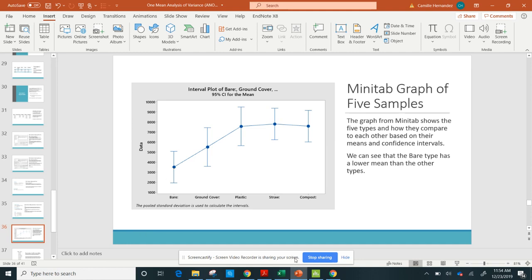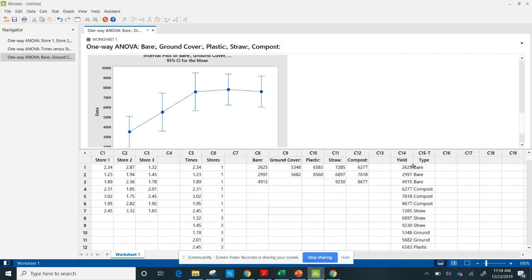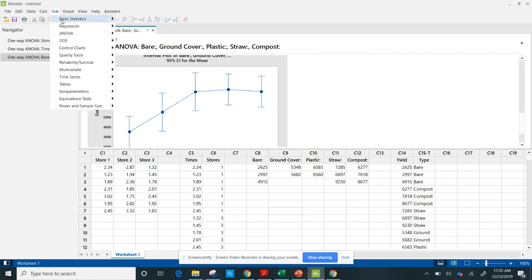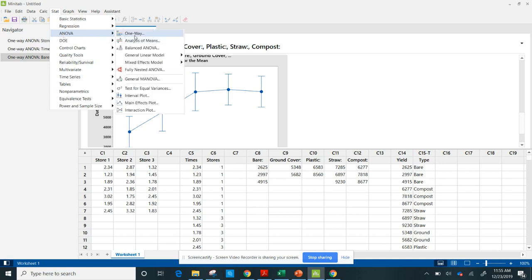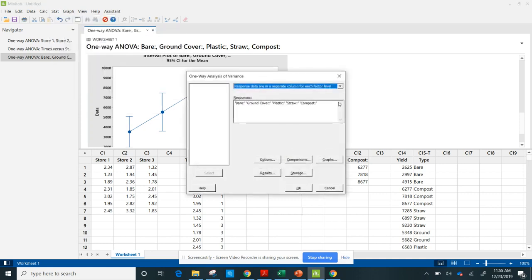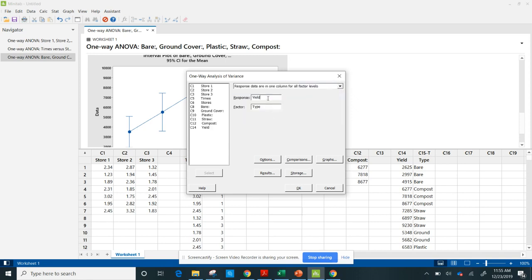All right, so again, I'm going to quickly go over, well, what if I have raw data? So again, I go to Stat, ANOVA, one way, and then this is a little different. Then I'm going to put it as the response data is in all one column, okay?